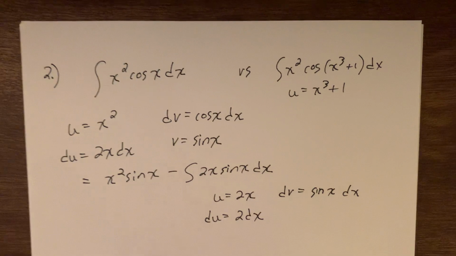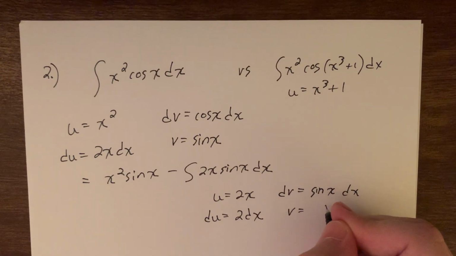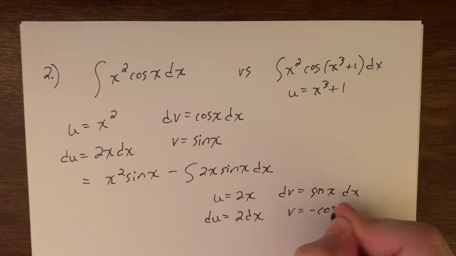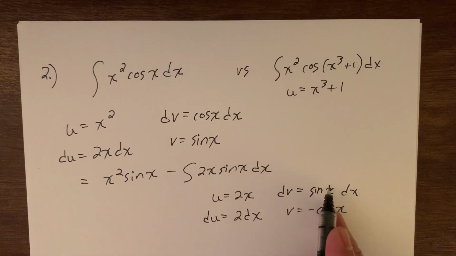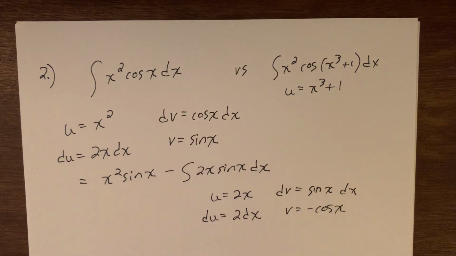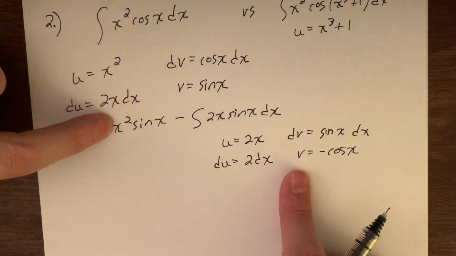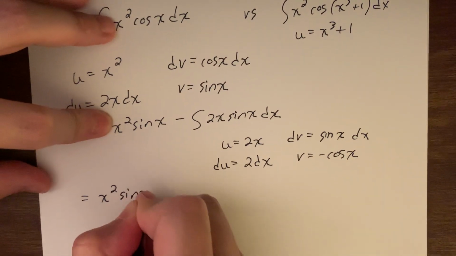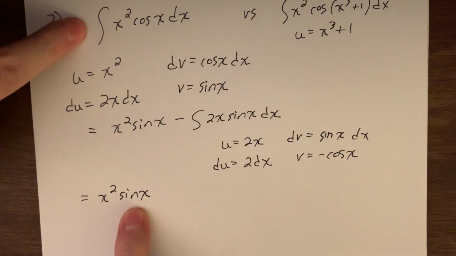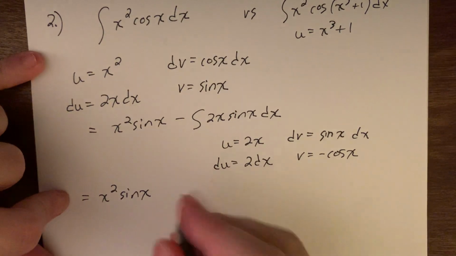du is 2dx. The antiderivative of sine, again, now we'll get a negative cosine. The derivative of cosine is negative sine, so that extra negative will keep me positive. And when I put this together, don't lose this piece. Still here, still a part of the answer, even though it came from the first round of integration by parts.